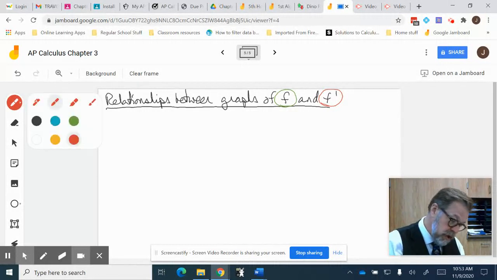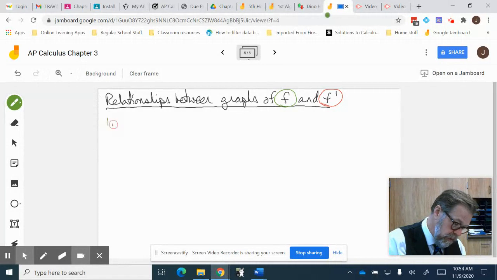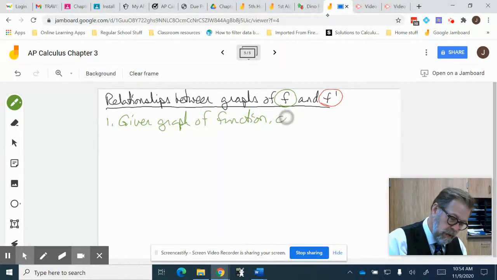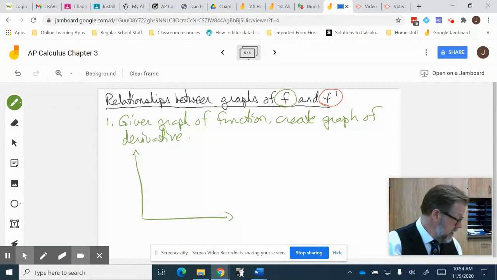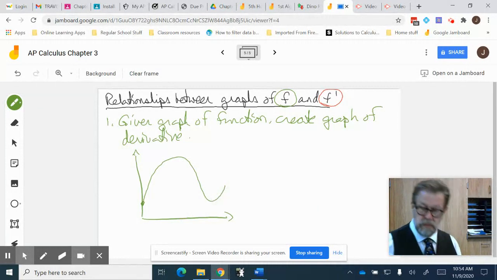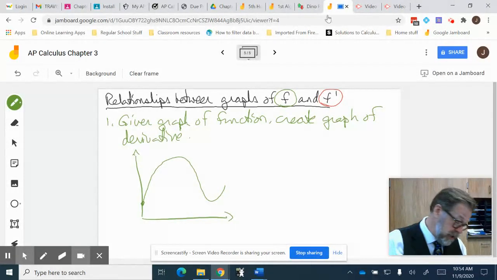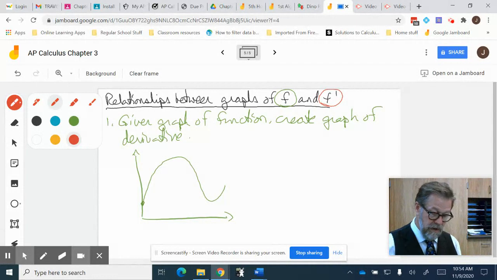So we'll start, number one, with: given graph of function, create graph of derivative. Here we go. Graph of function looks like this. Graph the derivative. For now, I'm just going to do them in different colors to make it completely obvious.